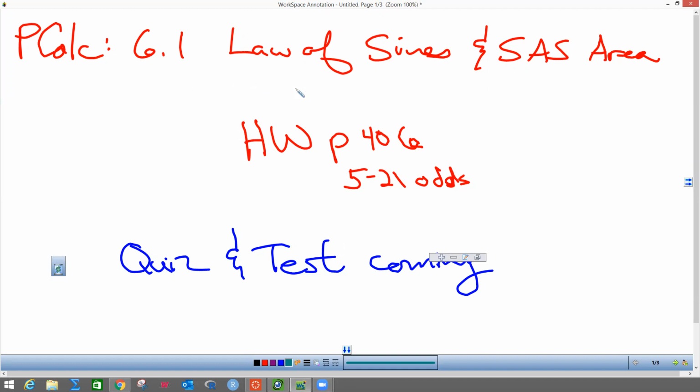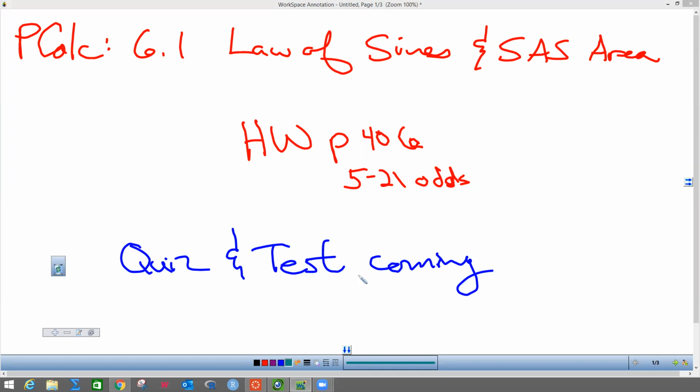But anyway, so law of sines, and side angle side to get the area. We're going to use that today. Tomorrow you do not want to miss, because there are some times when you do law of sines, there's one case where there's going to be two triangles that are possible. It's called the ambiguous case, and it's challenging. But we're not going to mess with the ambiguous case till tomorrow.